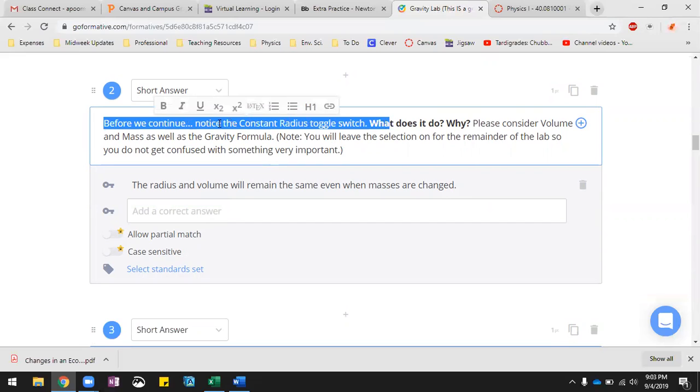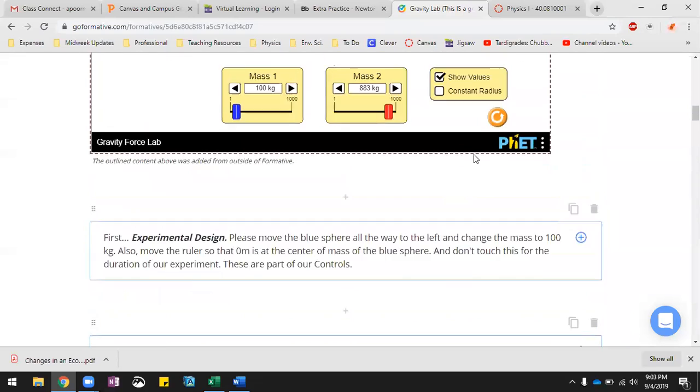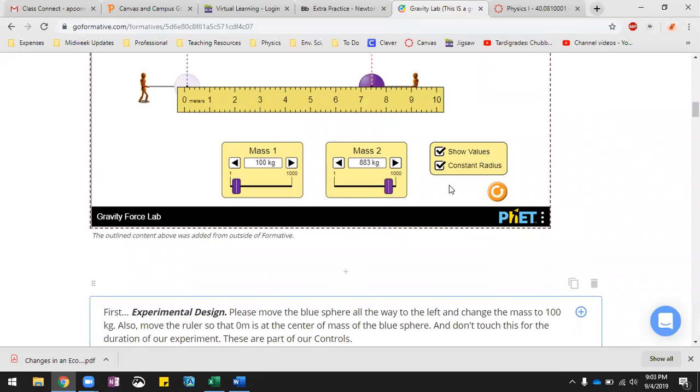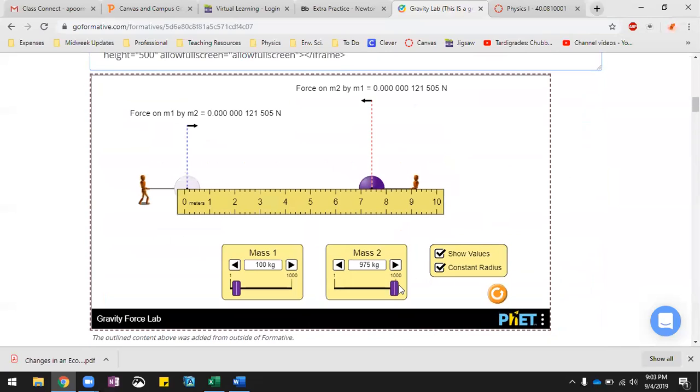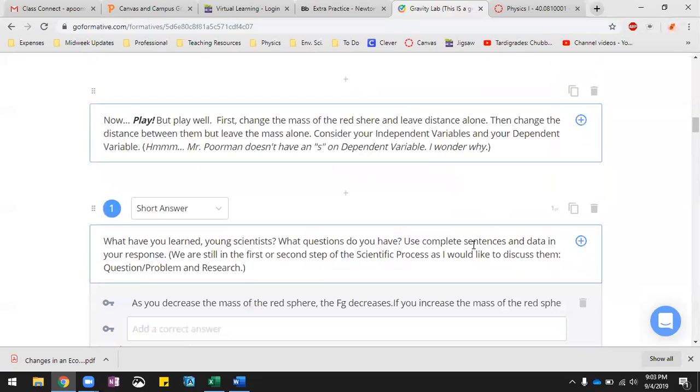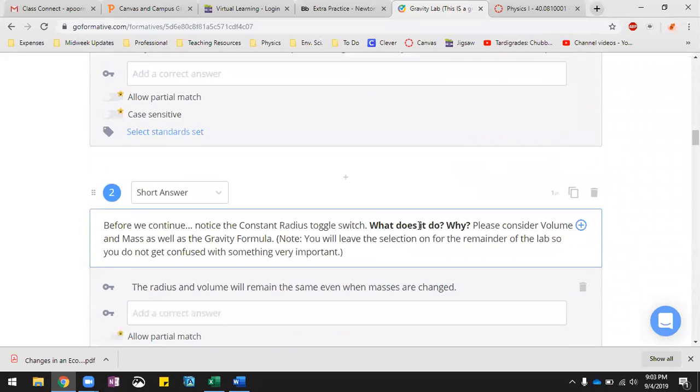So let's look at this toggle switch, this constant radius. We're going to turn that on, and that means that even if we change the mass, the radius is going to remain the same. See what happens when we change the mass without keeping that constant radius? All right. So think about that.